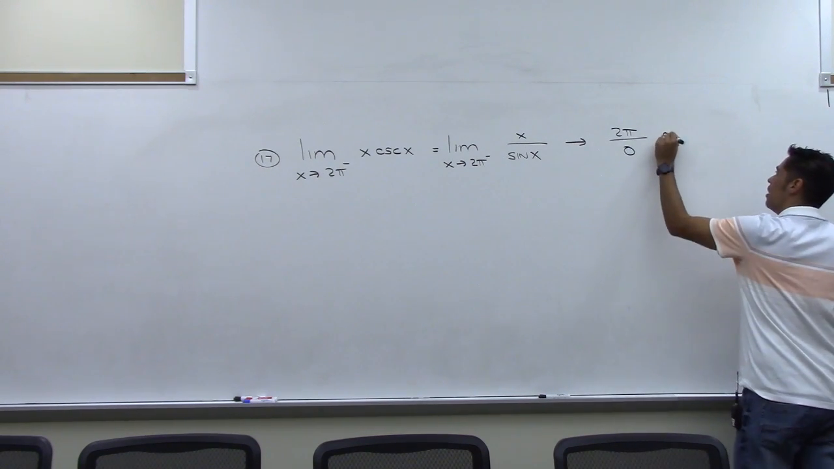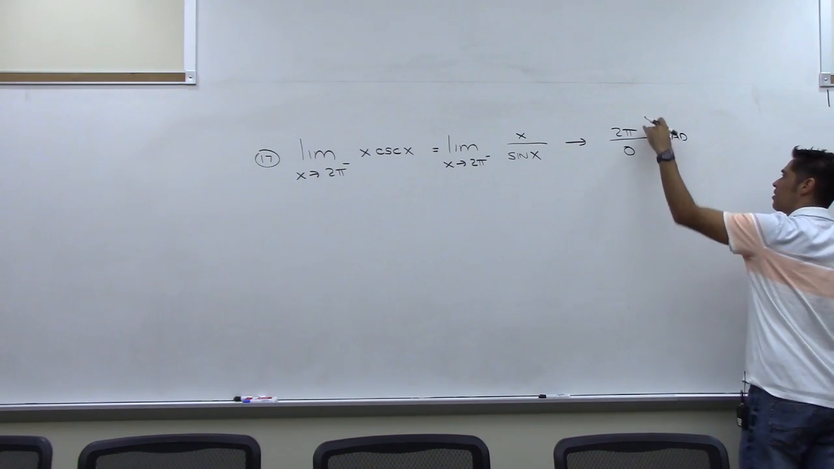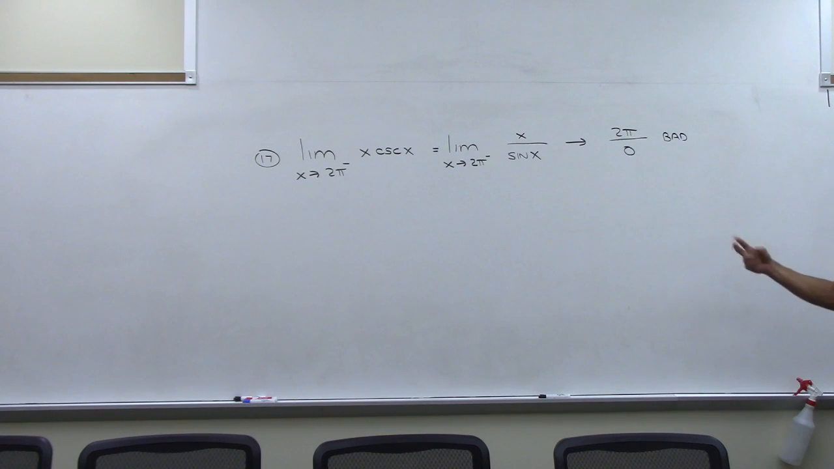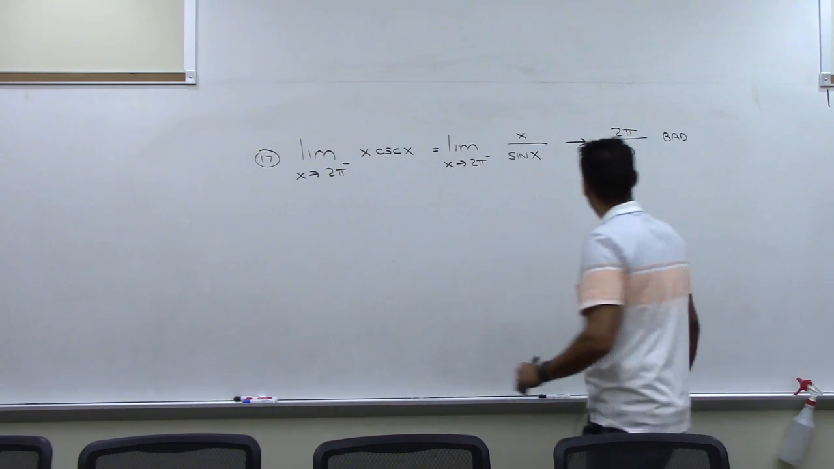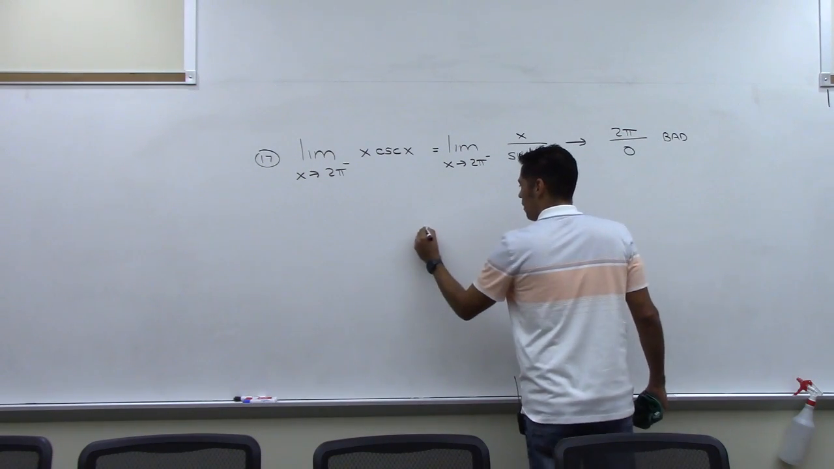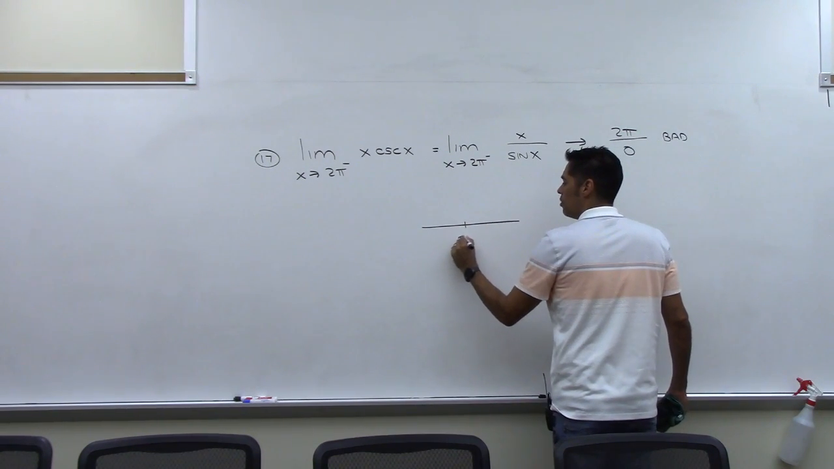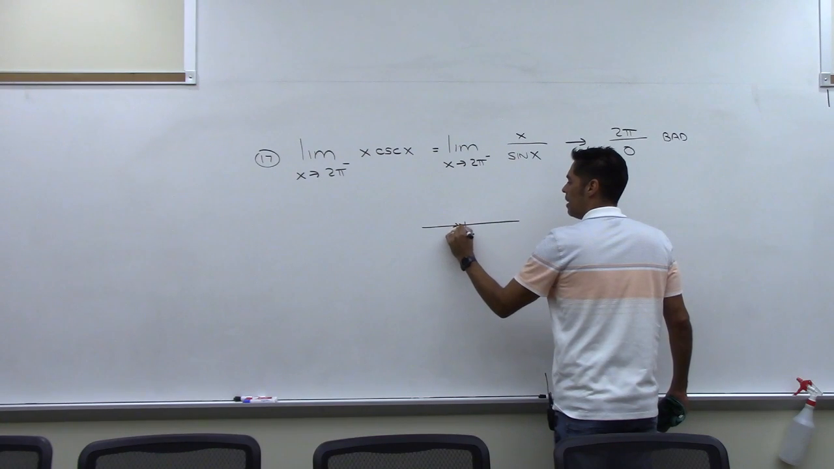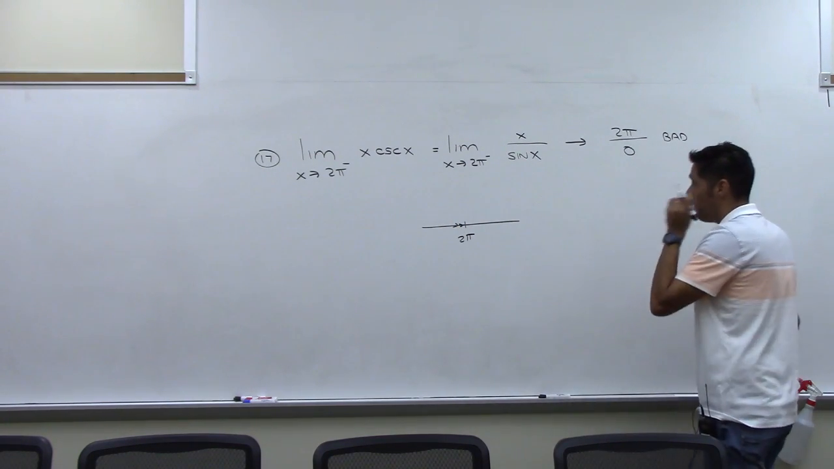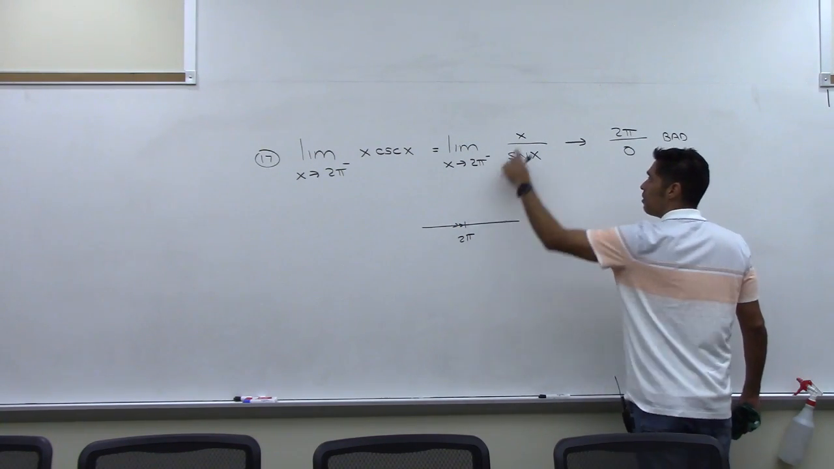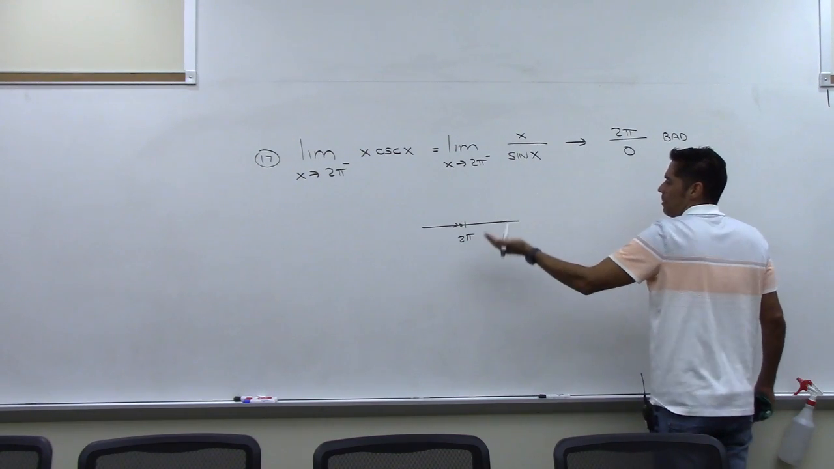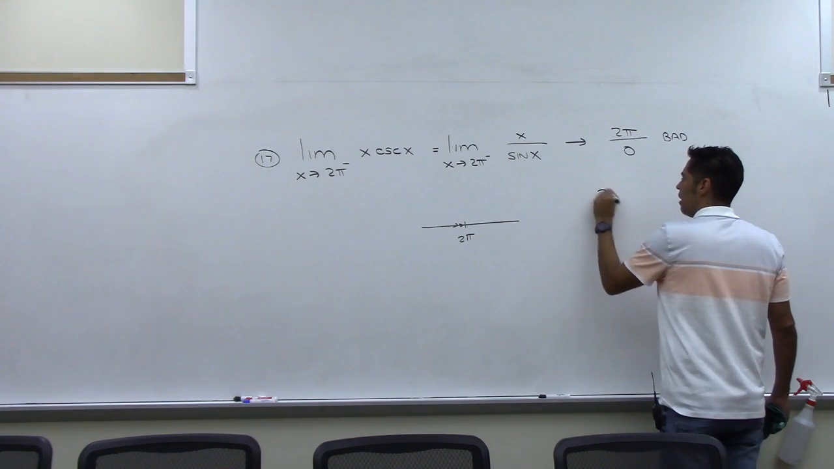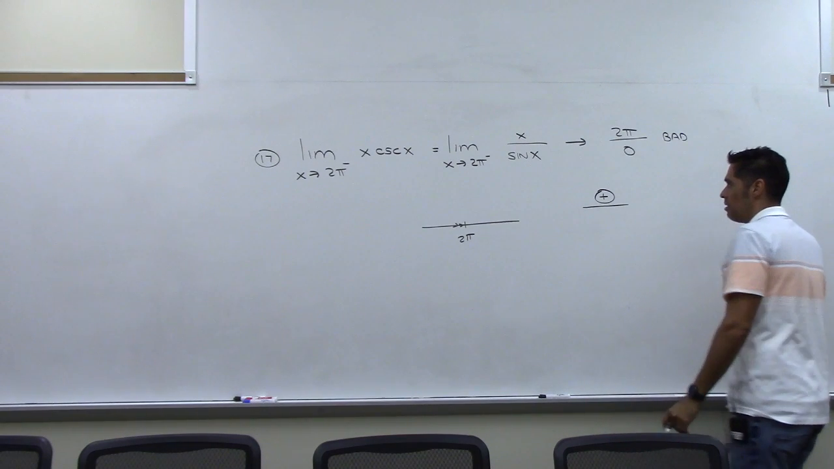So this is a bad situation. But because it's fixed over 0, I know it's either going to be infinity, negative infinity, or does not exist. So let me try and figure that out. I'm taking my number line. I'm approaching 2 pi from the left-hand side. So let's talk about the numerator. If this is approaching 2 pi, well, 2 pi is a positive number. I know the top is going to be positive, so I'm not really concerned about that.